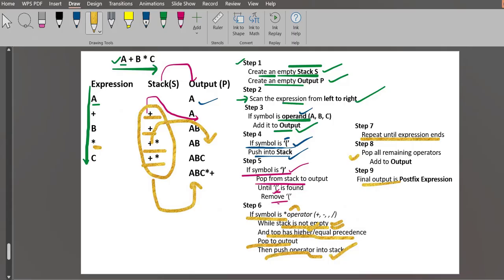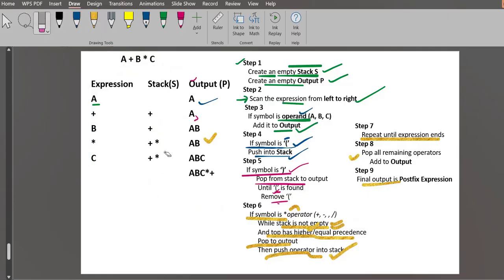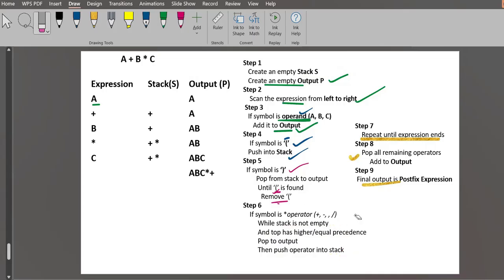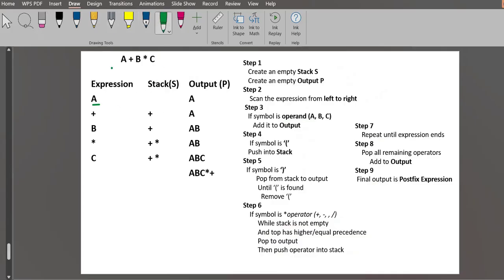Alright, so according to this algorithm, now I am solving this expression. All right. So now I'm solving this question. So the question is: A plus B multiply C. Okay. So first we have to write the expression. All expressions we have to go left to right. So left में plus first is A.